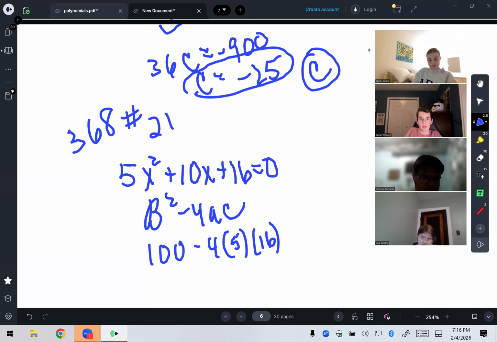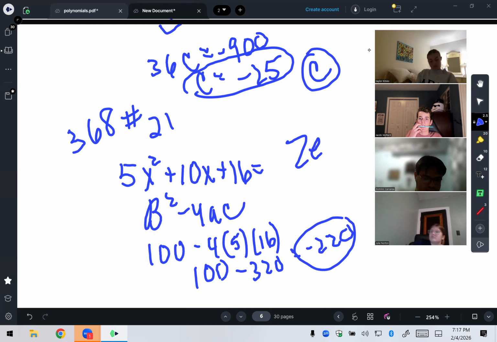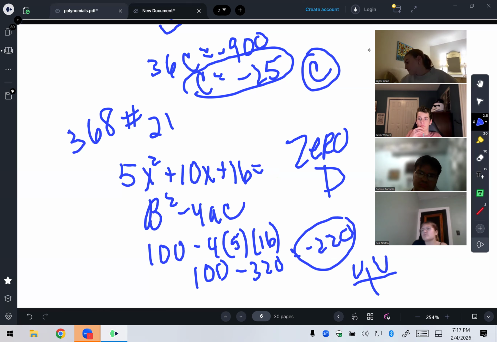So we'll have 100 minus 320. So we're going to get a negative 220. Wait, let me write this out neater. And we know if it's negative, there's 0 solutions, right? So it's going to be D because the parabolas are going to be floating. They're never going to touch.